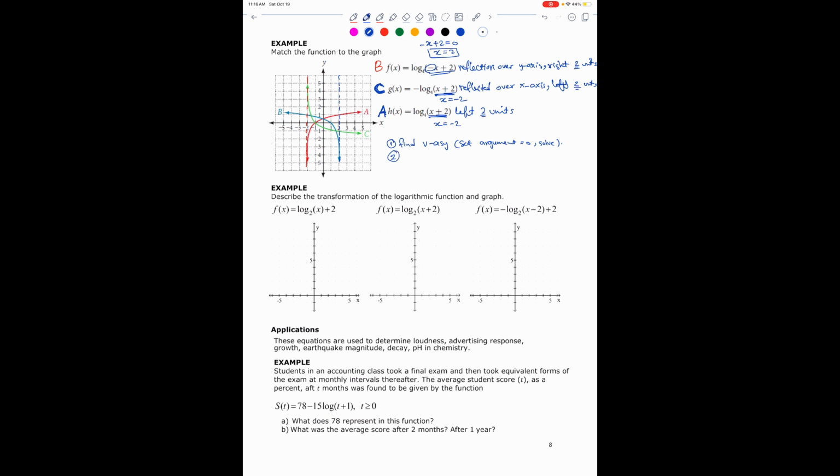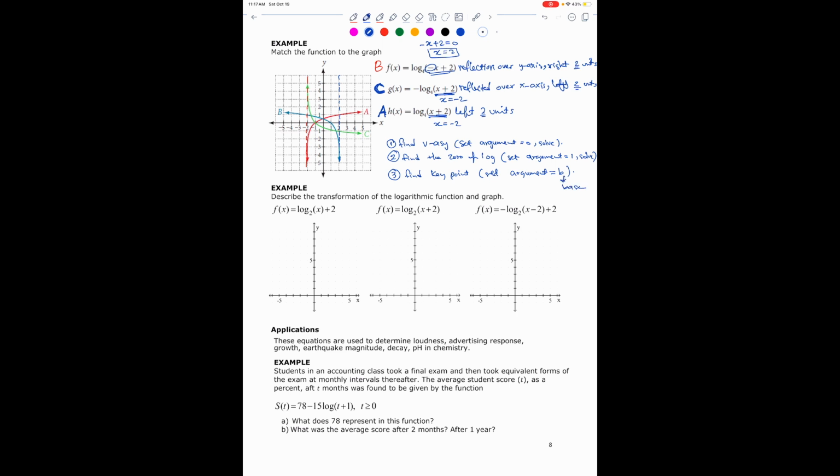Step number 2, we're going to find the 0 of the logarithmic function. We set the argument equal to 1 and solve, because that is how we make a logarithm equal to 0: when the argument is equal to 1. The last step, we're going to find a key point. We're going to set the argument equal to the base that was given. Okay, so b is the base in this case.